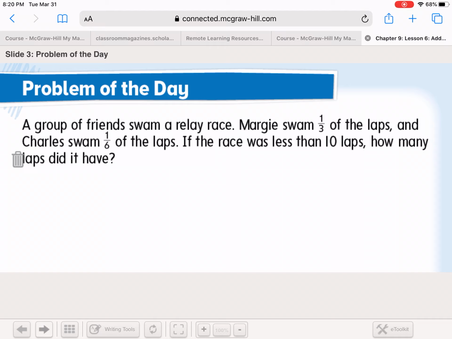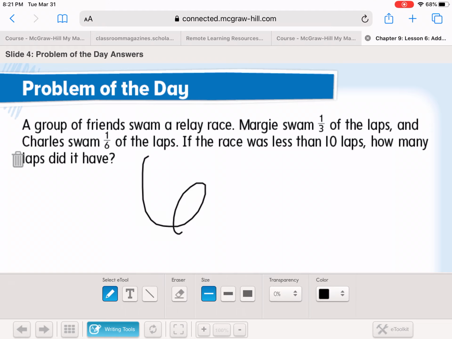Look at the denominator of Charles. Oh, it did it again. That's so weird. The answer was 6. So I know that Charles swam 1/6 of the laps. Maggie swam 1/3. A sixth is a half of a third, but we're not going to go into that. It was less than 10, so we knew that it had to have 1 out of 6, 6 laps. Oh, that was hard. Make no mistake.